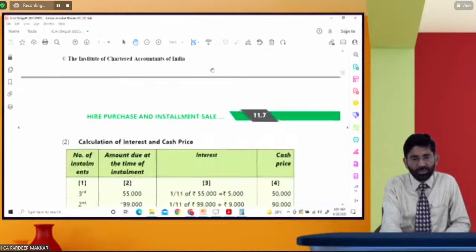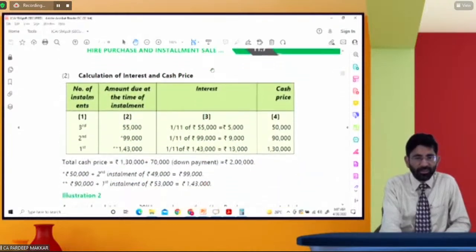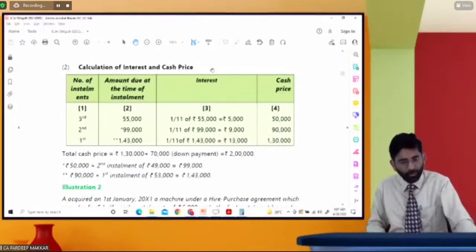We have to use the reverse method in this case. In the reverse method, what are we doing? I would like to show you one thing again.